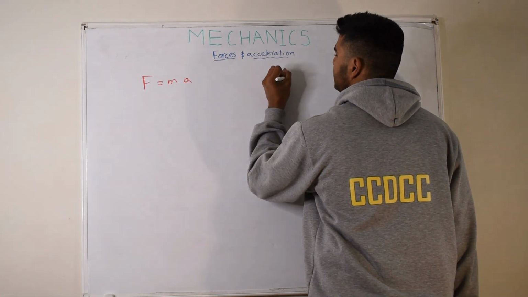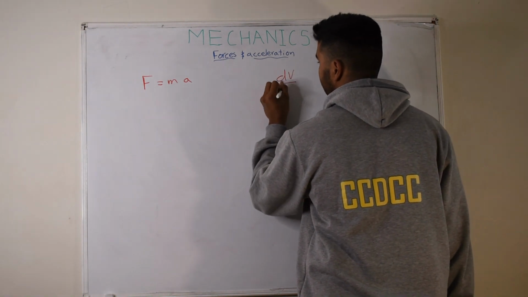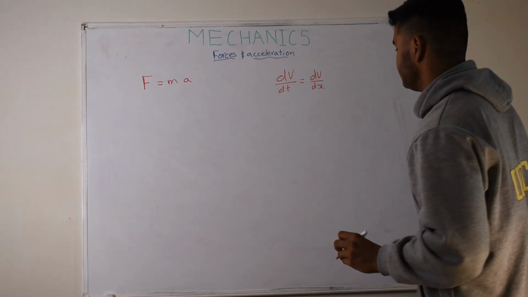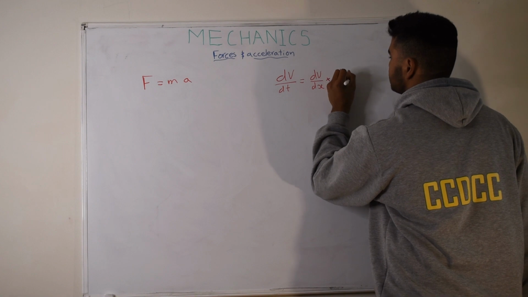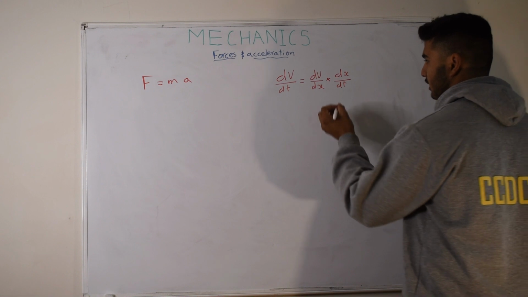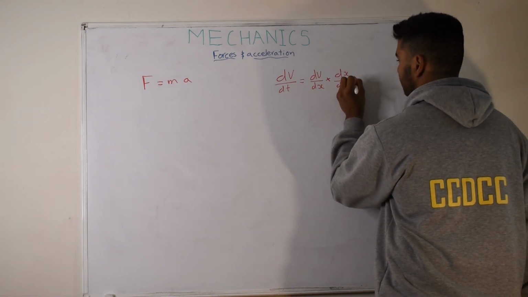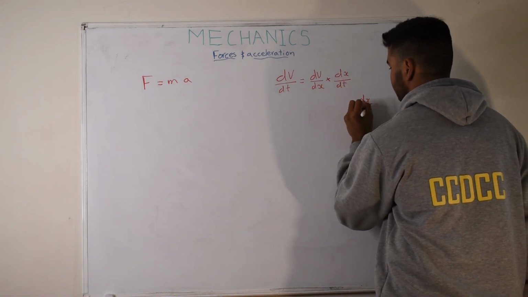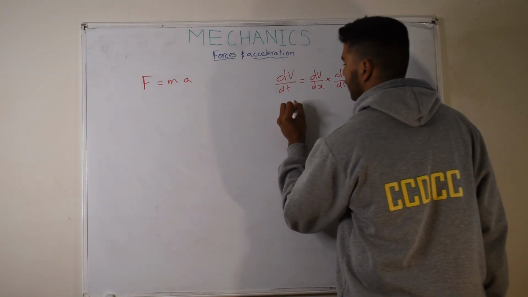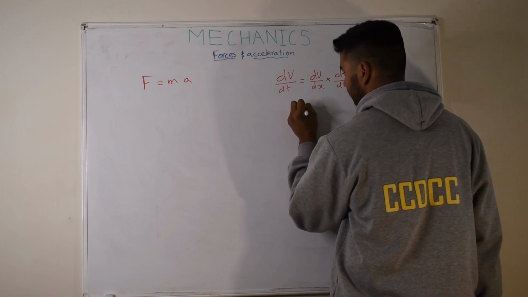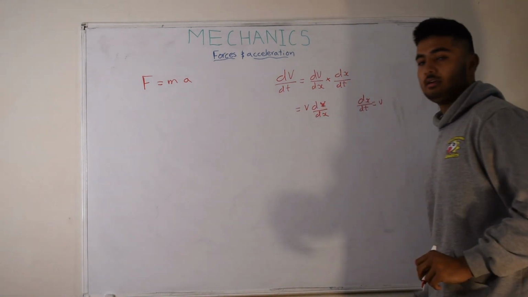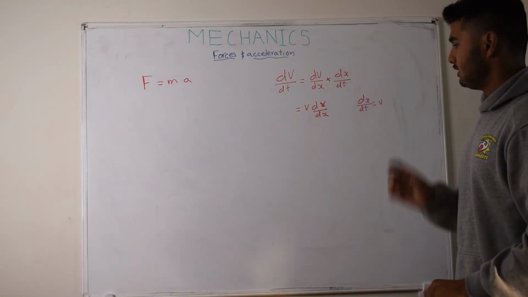So dv upon dt equals dv upon dx, correct, multiplied by dx upon dt. dx upon dt can also be written as velocity, because that's the first derivative. So another way of writing acceleration can be v dv upon dx. So that's the first method of writing acceleration.